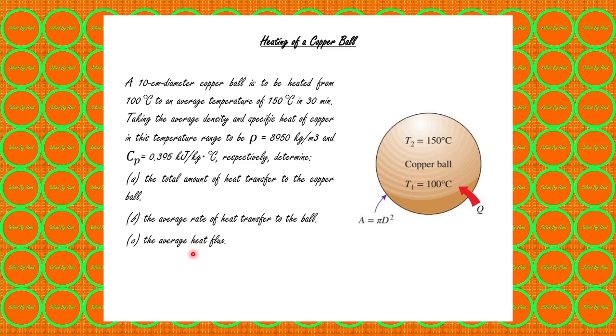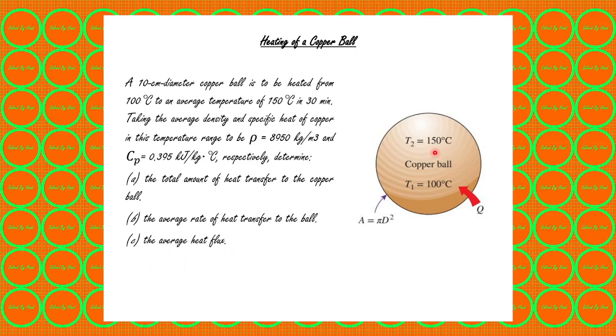So the questions are these. We have three questions. Question A, we have to determine the total amount of heat transfer to the copper ball. Question B, we have to determine the average rate of heat transfer to the ball. Question C, we have to determine the average heat flux.